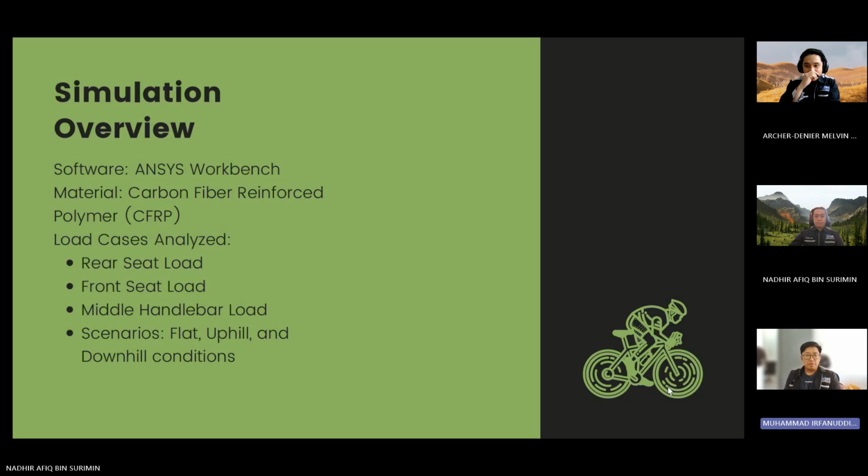For our simulation overview, we used the ANSYS Workbench to run our simulation, and the material that we chose is the carbon fiber reinforced polymer (CFRP). The load cases that we analyze are the rear seat load, front seat load, and the middle handlebar load. And lastly, the scenarios that we chose for our bike frame are flat, uphill, and downhill conditions.